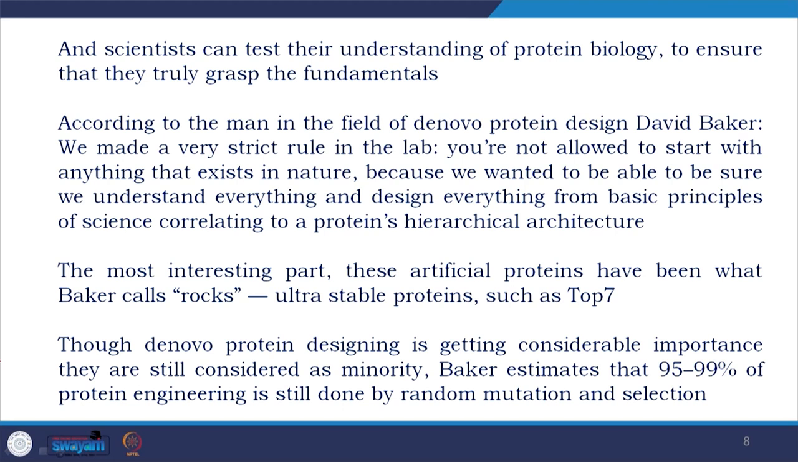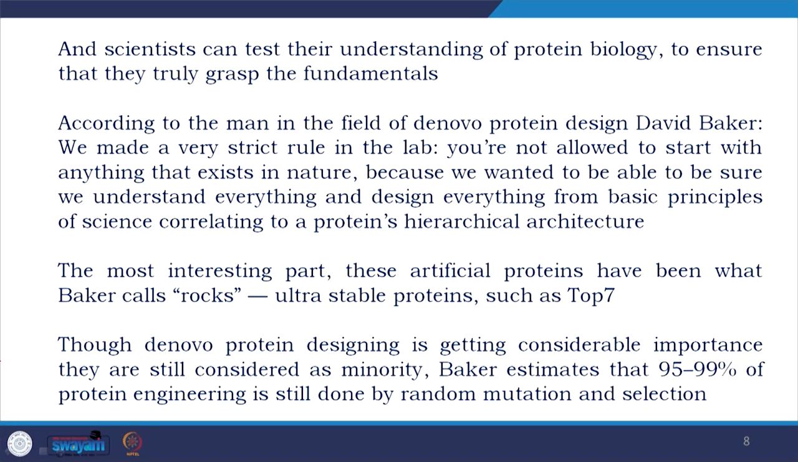Though de novo designing is getting considerable importance, standing there in 2012-13, though a lot of people were thinking about de novo designing, still it was a minority, and according to David Baker, 95% to 99% of protein engineering is still done by random mutagenesis and selection, which is directed evolution. If you remember, in 2018, Frances Arnold got the Nobel Prize because of that. I will come to that in the next class.